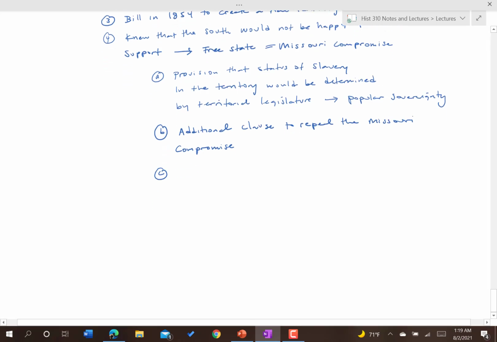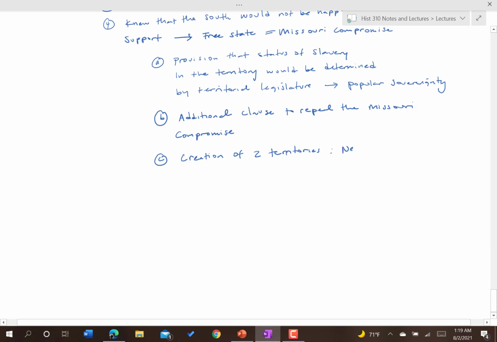So in order to finish this off to where the South could agree, he ended up saying there would also be a creation of two territories because of the pushback, which would be Nebraska and Kansas. So then, of course, let me put the last part here.